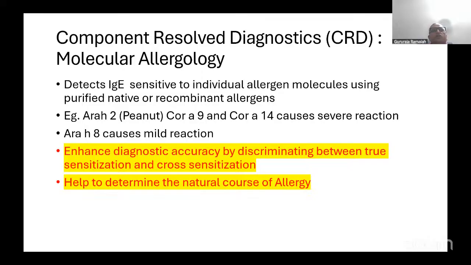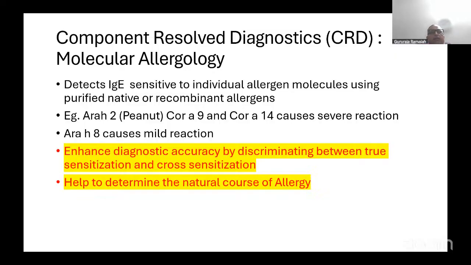Instead of using a crude extract of food from a food source, the CRD measures serum IgE to individual purified proteins or components within that food. This is a molecular level analysis, which provides a much more detailed picture of a patient's sensitization profile. The clinical utility is multifaceted. First, it can help distinguish a true primary food allergen from clinically less significant cross-reactivity.